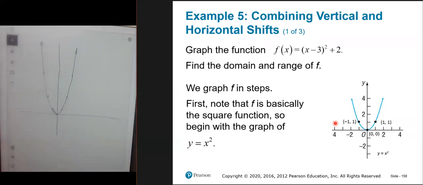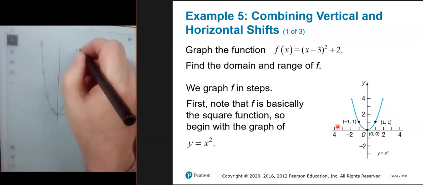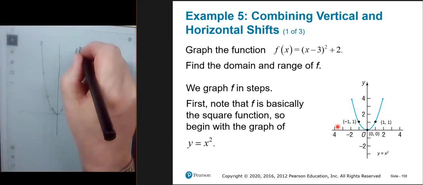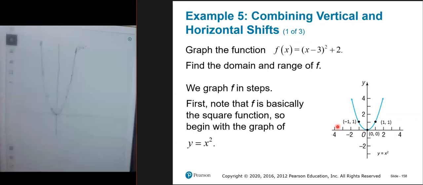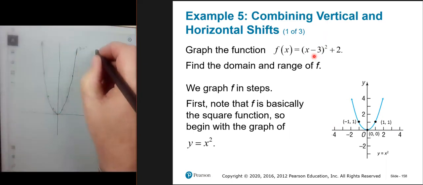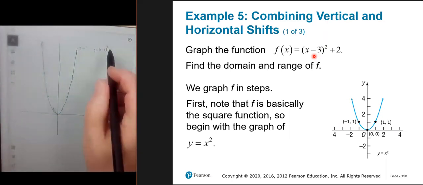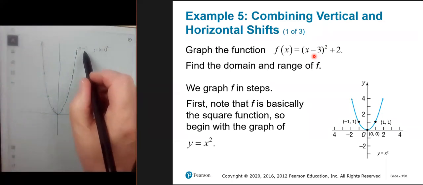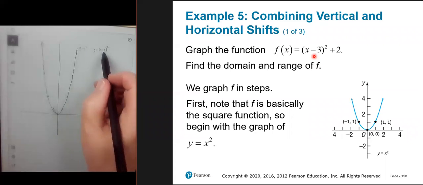So we're going to start with this graph. Now, this is y equals x squared. Well, the first thing we do here, I always look to see, am I changing the x? Well, I am changing the x. I'm changing the x to look like (x minus 3) squared. So I'm changing my argument x to be x minus 3.